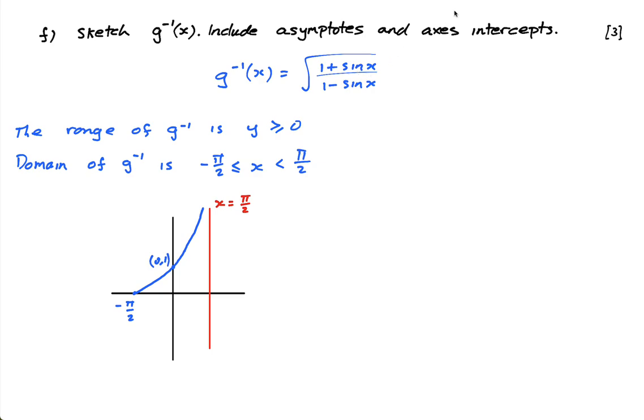And when the question says include asymptotes and axes intercepts, there it crosses the x-axis here, crosses the y-axis here, and doesn't touch this. If you really want to be clear, you say asymptote at x equals pi over 2. Don't just write, guys, pi over 2. You have to write the equation of the line, which is obviously x equals pi over 2.